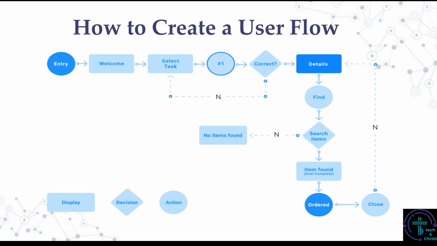Alright, moving on to how to create a user flow. I want us to know that when we want to create a user flow, there are three major shapes we use in depicting things. Now the circle is for the action, while the rainbow shape is for decision, and the rectangle is for display. So now, how to create a user flow?